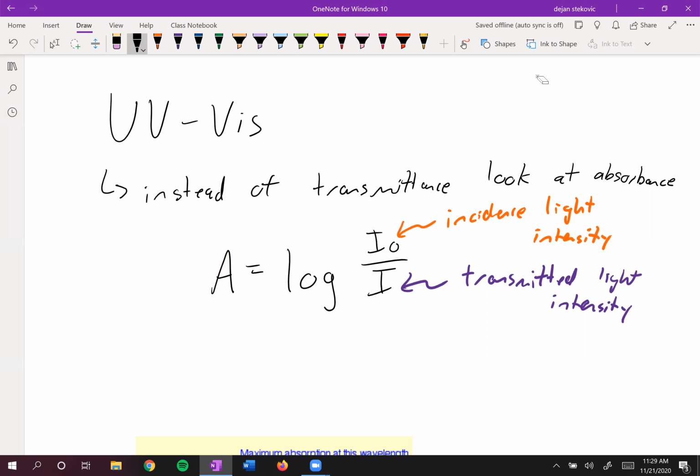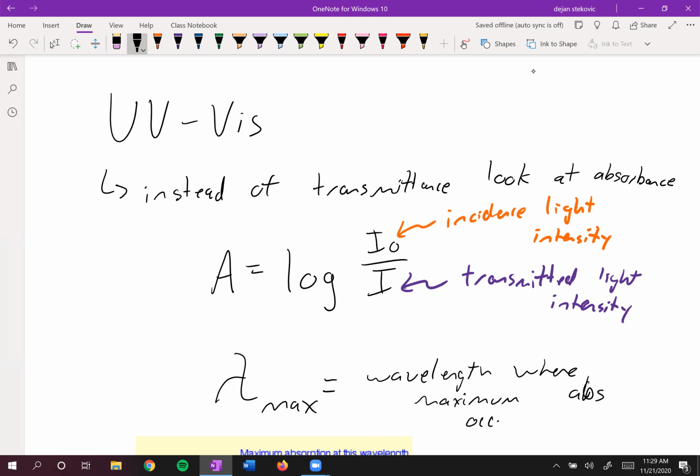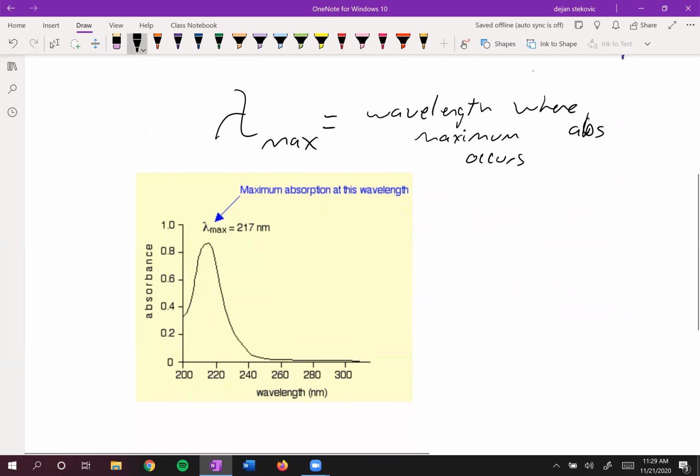The main piece of information that we want to pull from this is the lambda max. The lambda max is the wavelength where the maximum absorption occurs. In UV-Vis spectroscopy, we're talking about wavelength in nanometers, right? We talk about wave number when we're talking about IR. Here we're talking about wavelength. Almost every compound will have a lambda max. That's where it's absorbing the maximum amount of light. So this one's around, I don't know, something like 210 nanometers.